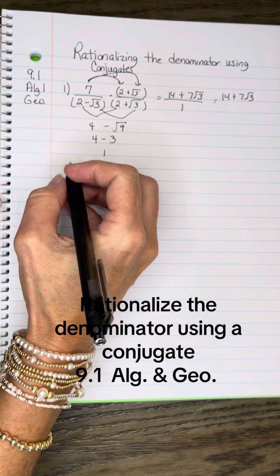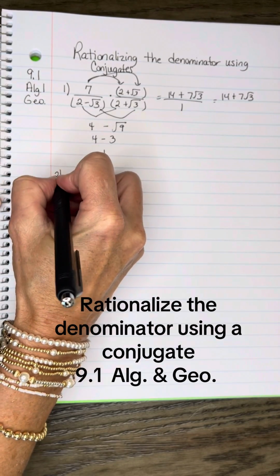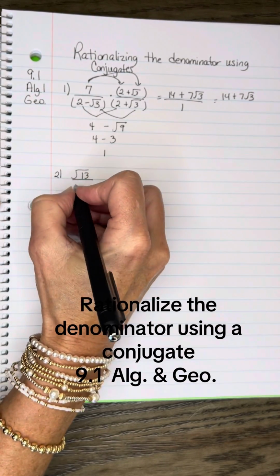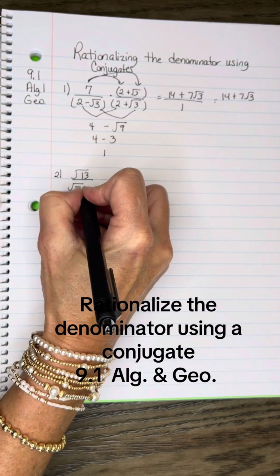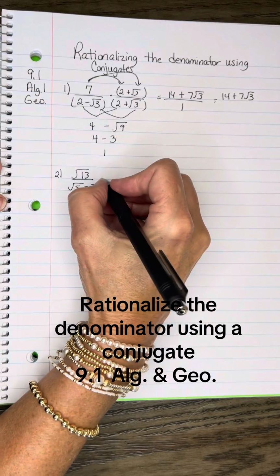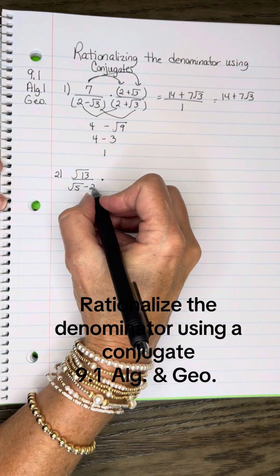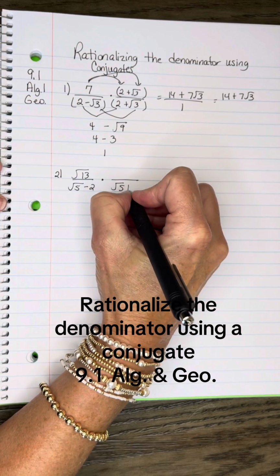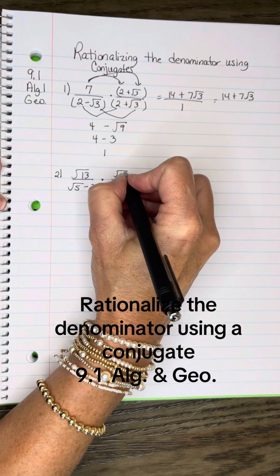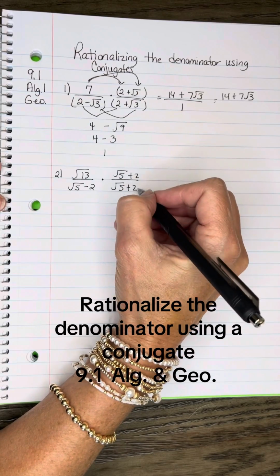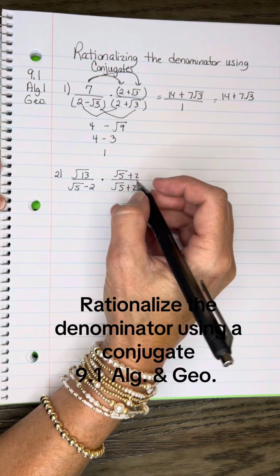Let's do one more like that. Let's do root 13 over the square root of 5 minus 2. All right, I know since it's a binomial, I'm going to have to use the conjugate, and that just means take the denominator and write root 5 plus 2 over root 5 plus 2. So I need it in the numerator and the denominator. The conjugate is changing the signs.